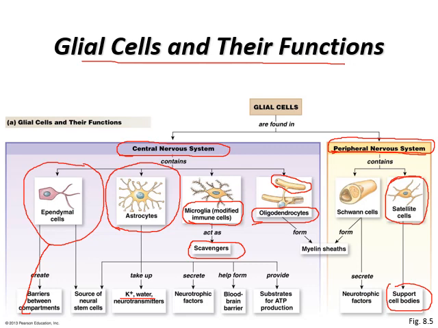And then, similar to the oligodendrocytes, the Schwann cells out in the peripheral nervous system are responsible for the myelin sheath around the neurons. So basically the same function: oligodendrocytes and Schwann cells, for the most part, make that myelin sheath, just two different cells in the two different parts of the nervous system.